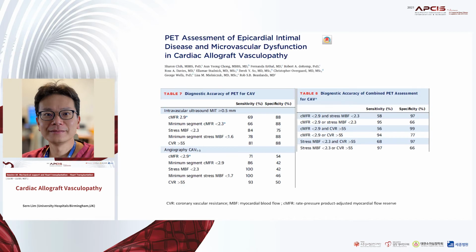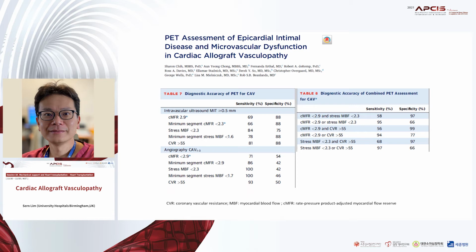This is the study by Sharon Chi that examined the role of PET quantified myocardial blood flow, both at rest and at stress. And they have found that PET scan, particularly with a combination of parameters such as stress myocardial blood flow and also the corrected myocardial flow reserve, may be sensitive and specific in terms of identifying angiographic vasculopathy. A combination of some of these parameters may be useful. So a PET scan certainly holds promise in assessment of vasculopathy non-invasively.